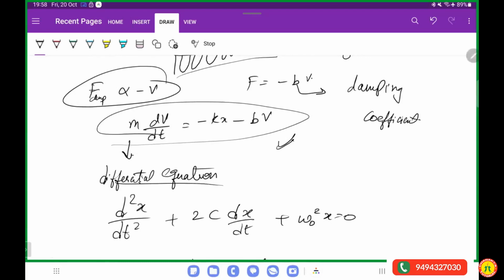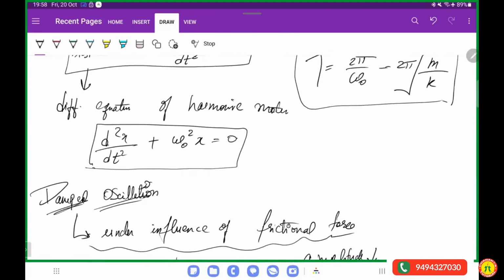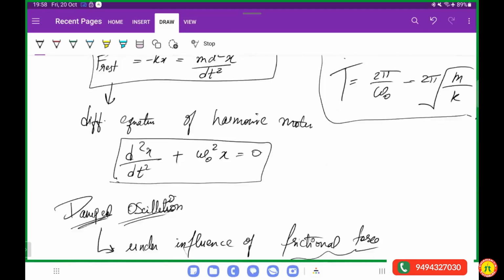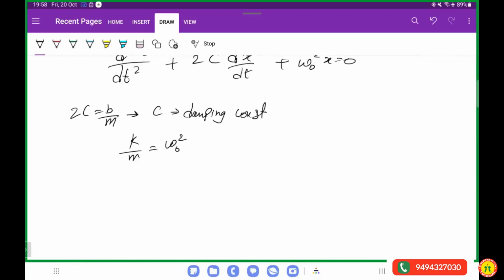Then let's finish the last two terms. What did we leave? Forced oscillation. So tomorrow we will only do numericals.